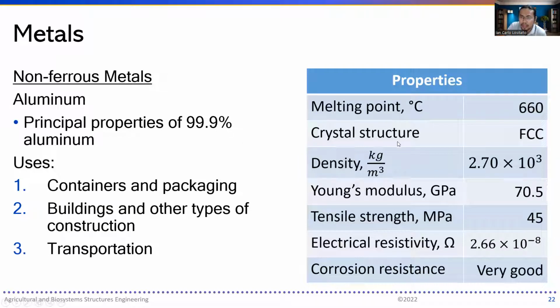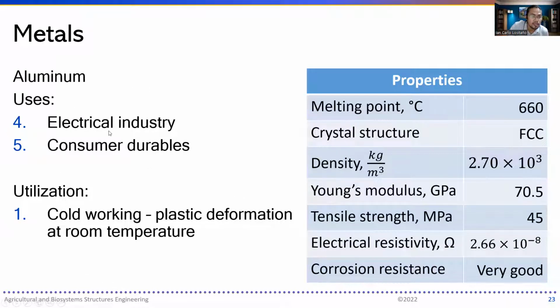You have your melting point, crystal structure, the common one, density, Young's modulus, the tensile strength, the electrical resistivity, the corrosion resistance, identified here in the table. This is used for containers and packaging, building, and other types of construction, and also for transportation. Likewise, in electrical industries and consumer durables. And the utilization is in cold working or plastic deformation at regular or ambient room temperature, around 24 degrees.